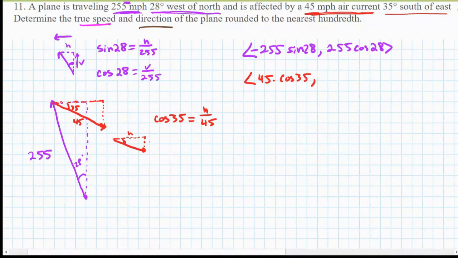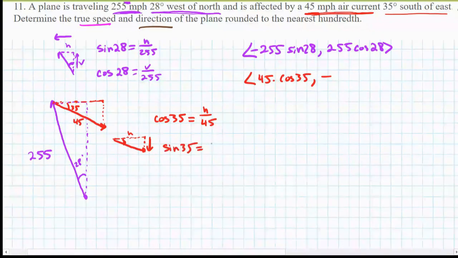Whereas when I look back here, I'm looking for my vertical component, which is going down, so I know it needs to be negative. And I am going to be using sine because it's opposite of the angle 35 that I'm given. So sine of 35 equals the vertical component over 45. So I got 45 sine of 35.